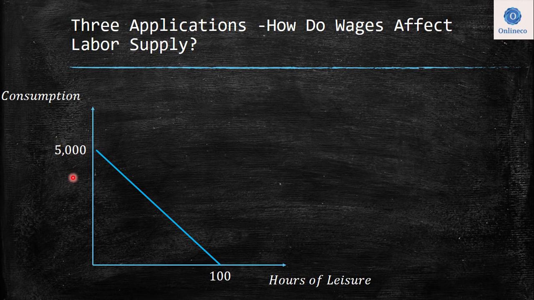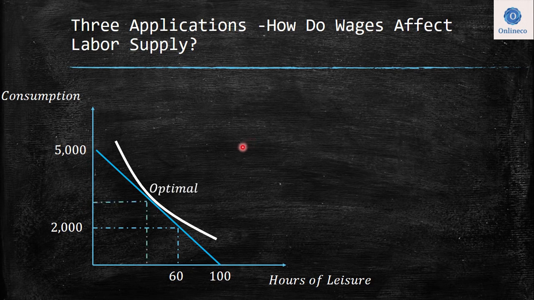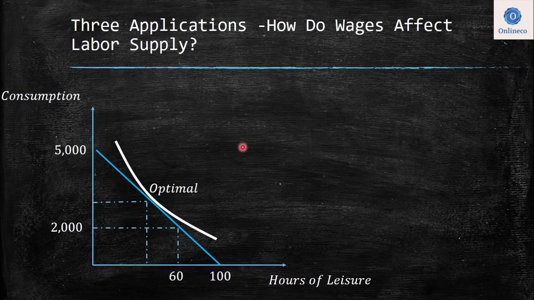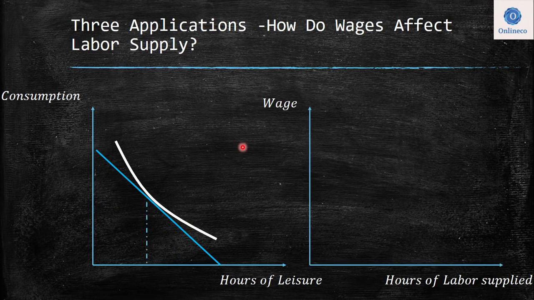Obviously, you would like to get more of both, but you cannot. So here is one example where you get 60 hours of leisure and $2,000 of consumption. Here is the budget constraint, which has a constant slope. And here is the maximization, the optimal, right? Then imagine that we are here at the optimal one.